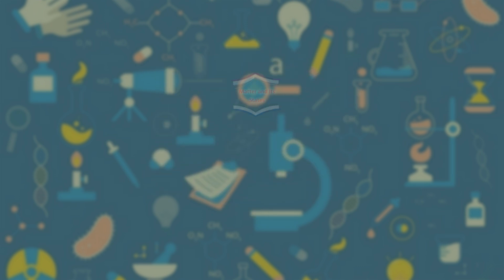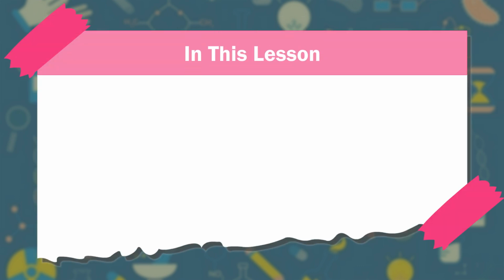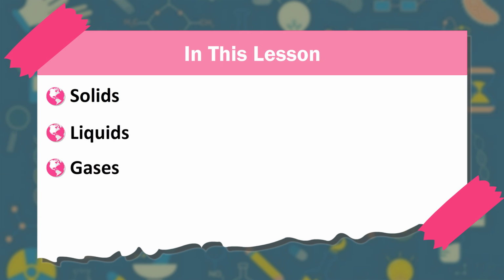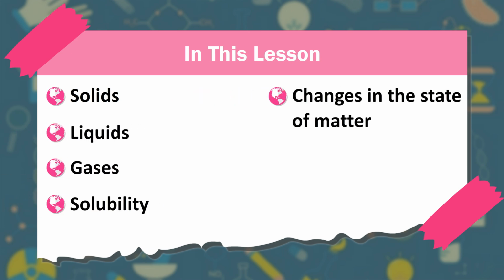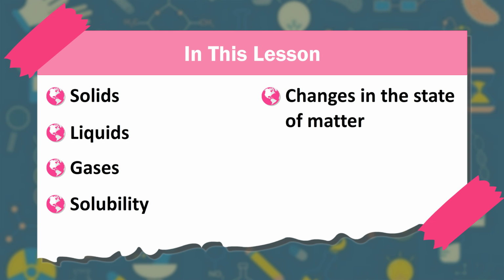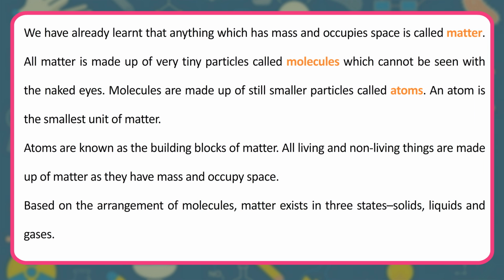Matter and its states. In this lesson: solids, liquids, gases, solubility, changes in the state of matter. We have already learnt that anything which has mass and occupies space is called matter. All matter is made up of very tiny particles called molecules which cannot be seen with the naked eye.